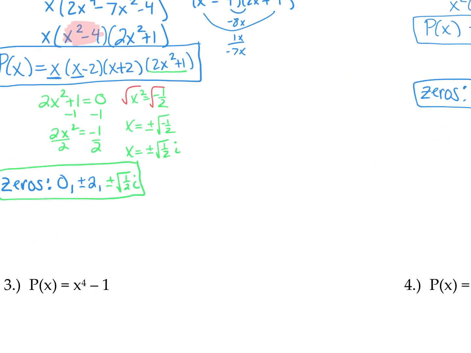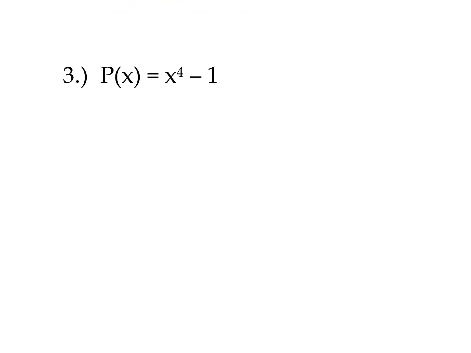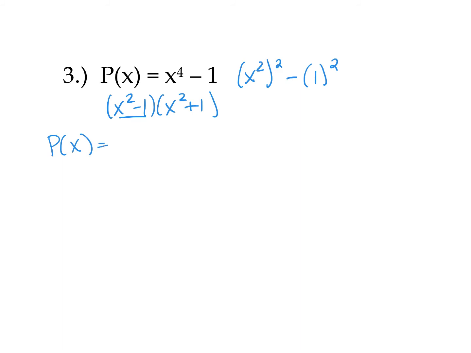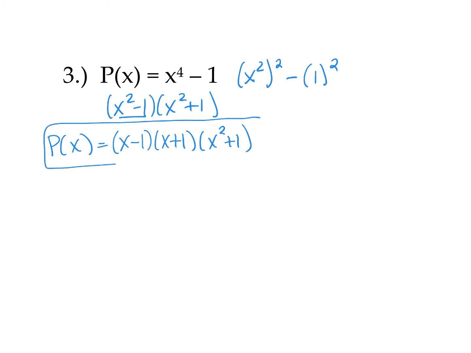All right, let's look at number 3. Now this looks kind of similar, but it might be one that we don't recognize at first, but this is a difference of perfect squares, excuse me. So really this is x squared minus 1, x squared plus 1. But then my x squared minus 1 is also a difference of perfect squares. So that'll factor into x minus 1, x plus 1, and then x squared plus 1 will stay. So this is the fully factored form.